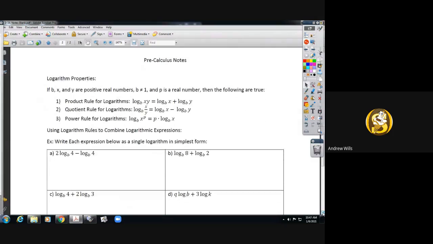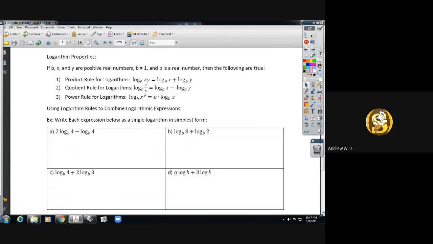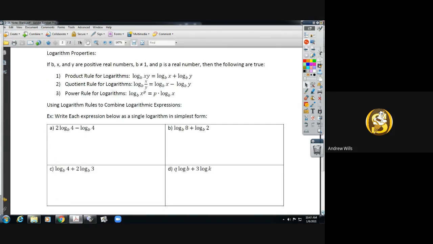Let's try that again. Okay, now we're into logarithm properties. The wording is a little bit confusing, but I'm going to read it anyway. If b, x, and y are positive real numbers, which means they're not 0, they're not negative, and b is not equal to 1, and p is a real number, any real number, then the following rules are true.